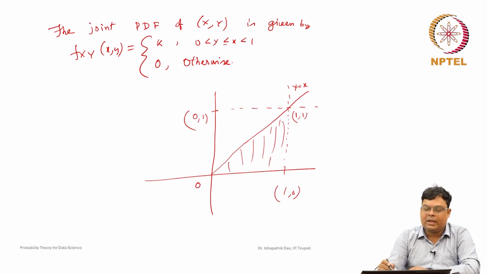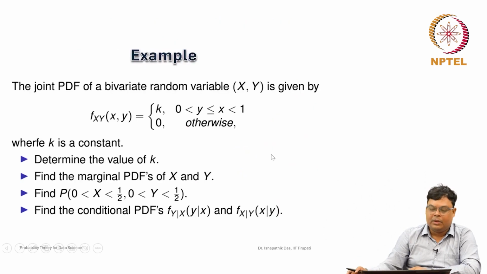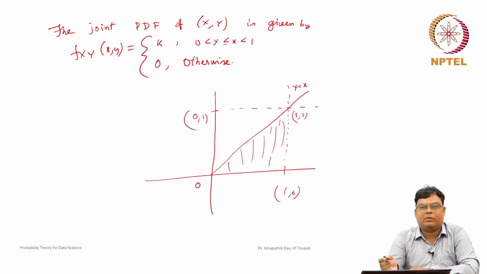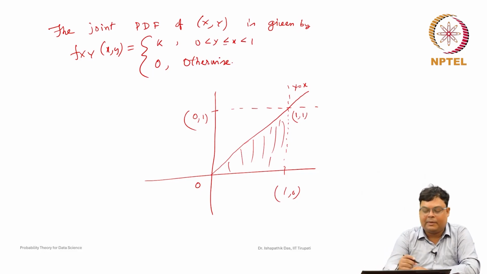Now, we have to find the value of k. Determine the value of k, where k is a constant. Since it is a probability density function, this has to be greater than or equal to 0; k cannot be negative. And how will we find the value of k?